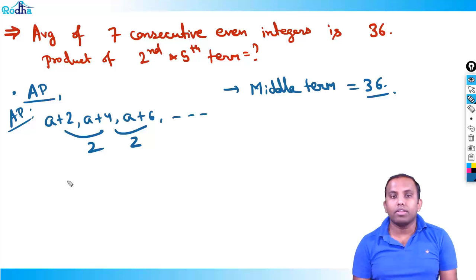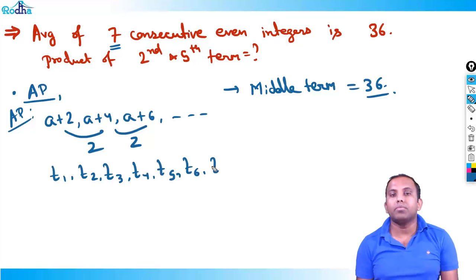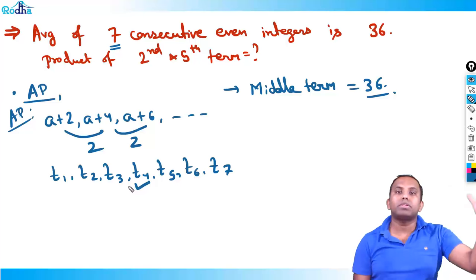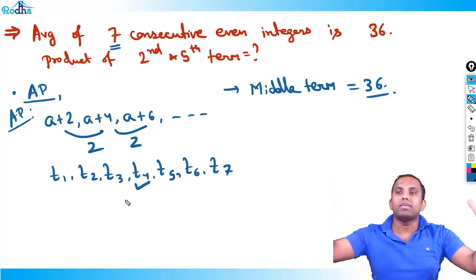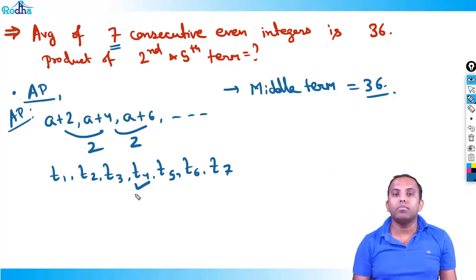There are 7 terms here, from T1 to T7. Just think in your mind, which is the middle term? The first term is T1 and the last term is T7. For the time being, take T1 as 1 and T7 as 7. The middle term is 1 plus 7, 8 by 2, 4. That is T4. So T4 is the middle term, and it is given as 36.